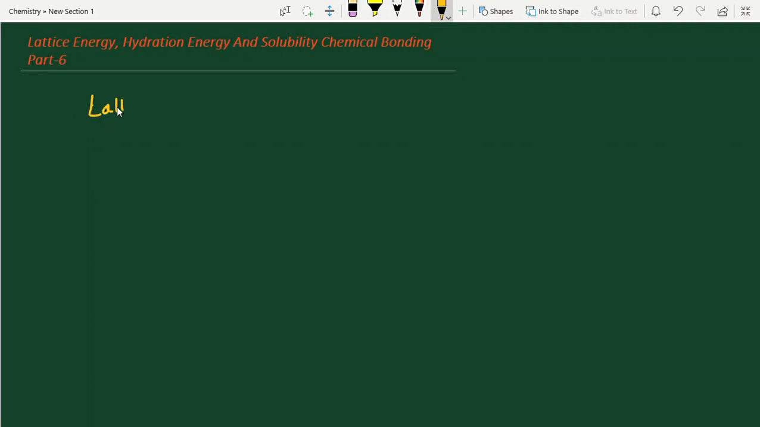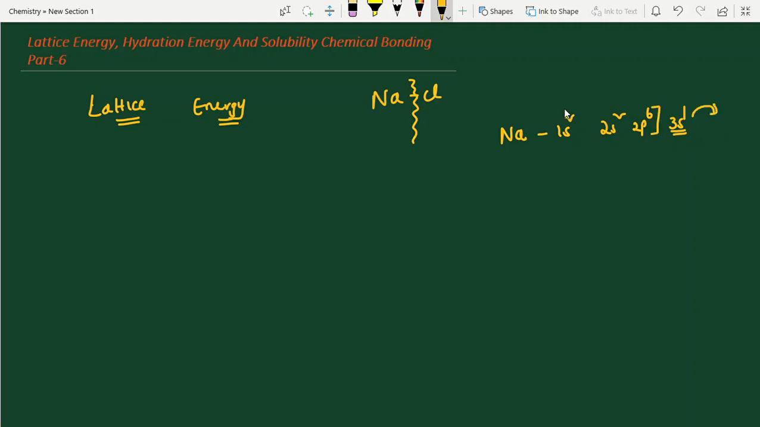Lattice, the crystal lattice. Okay, NaCl. You will take NaCl, so I am going to break this bond. How bond formation takes place, we know, right? Sodium has the outermost electronic configuration 1s2, 2s2, 2p6, 3s1. After losing one electron, it reaches the noble gas state.